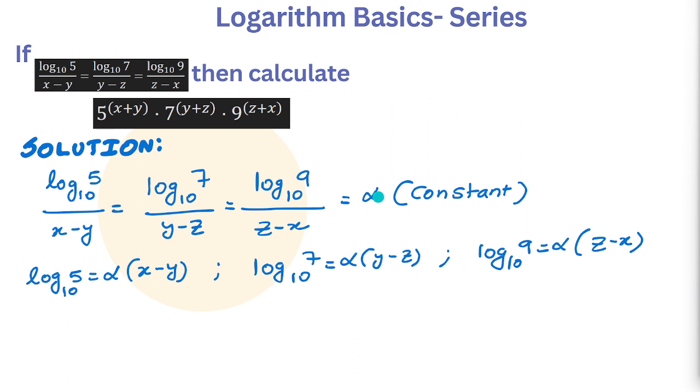So if we take this part equal to alpha, the constant, and this part equal to alpha, and this part equal to alpha, and move the denominators up, we get log 5 to the base 10 equals alpha times x minus y. Similarly, for this we get log 7 to the base 10 equals alpha times y minus z. And for this one, we get log 9 to the base 10 equals alpha times z minus x.